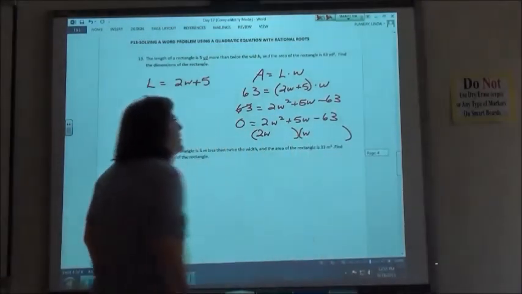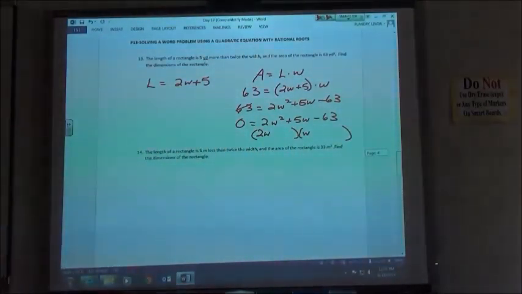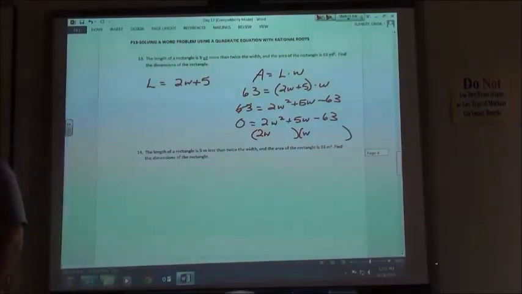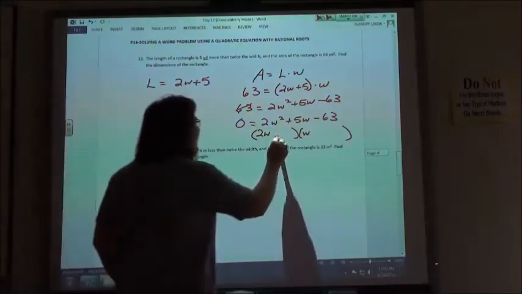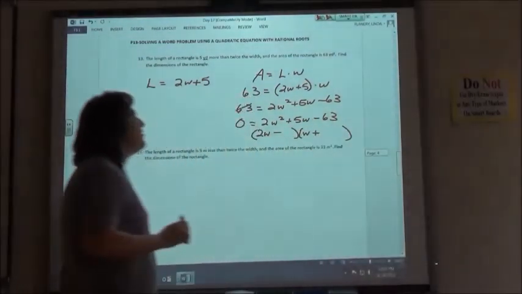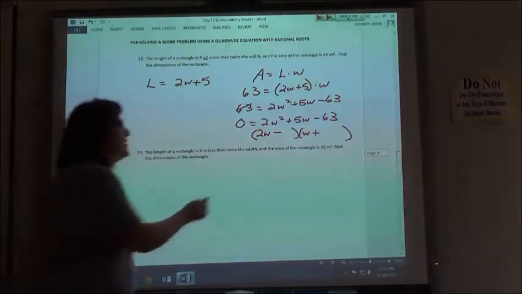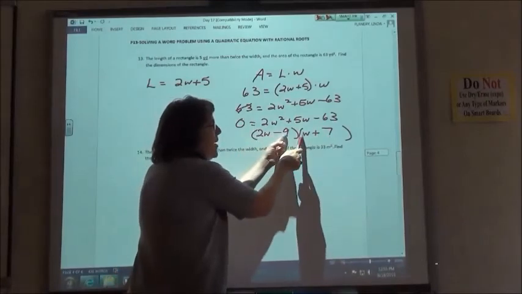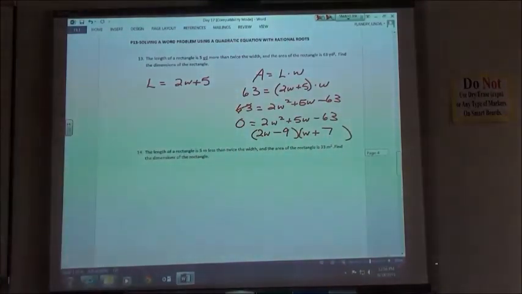2W and W would be my 2W squared. My signs: we know we're going to have one of each, we just don't know what order they go in yet. A negative and a positive. Factors of 63: 9 and 7. So if we check that, we get 14W minus 9W, and 14W minus 9W, sure enough, is the 5W in the middle.